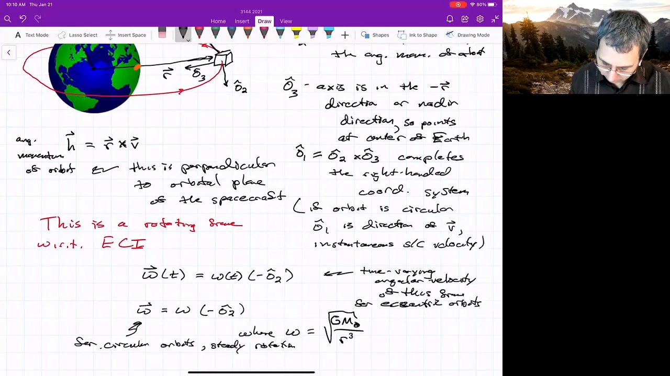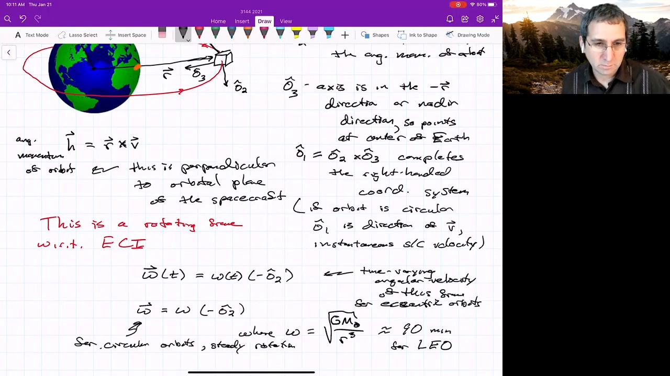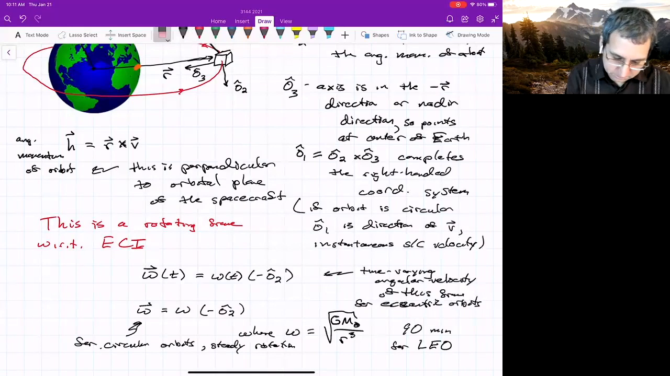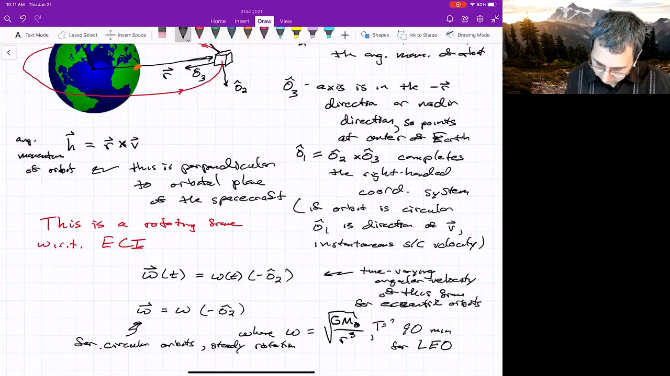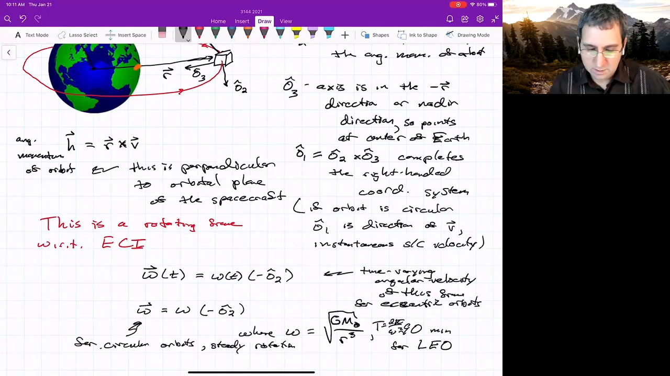But for circular orbits, this is the square root of G times the mass of the Earth over r cubed. And the period, T equals 2 pi over omega, will be roughly 90 minutes for low Earth orbit, LEO. Okay, so that's the orbital frame.